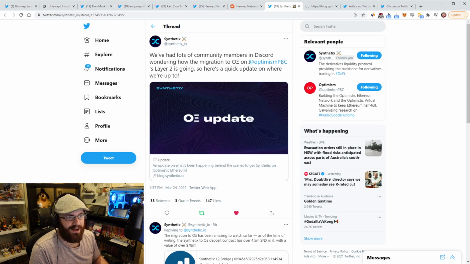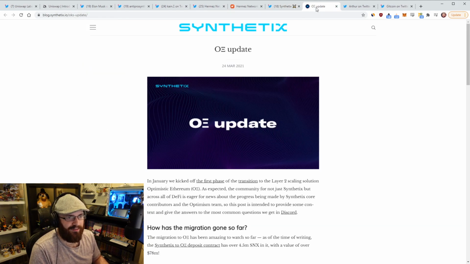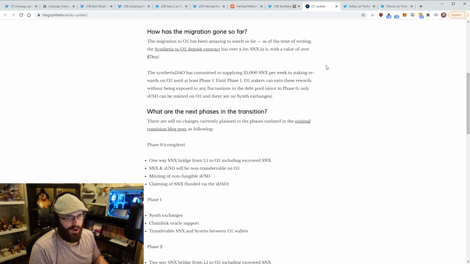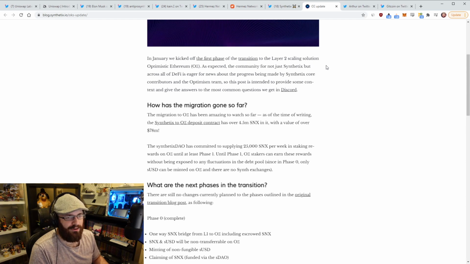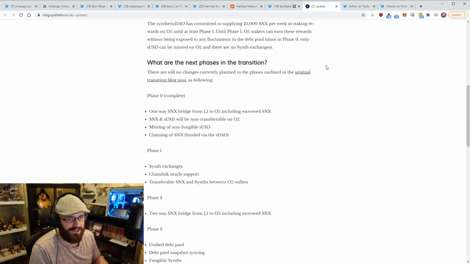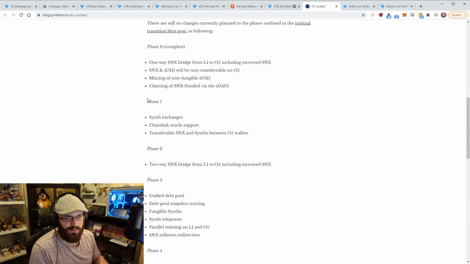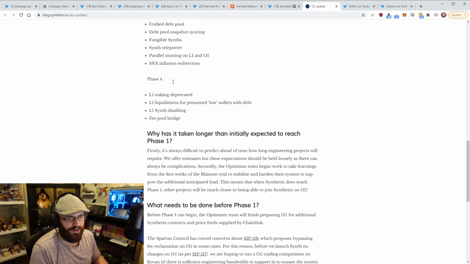So Synthetix put out an update on their optimistic Ethereum implementation that's been going on. For those who don't know, they're rolling out Synthetix onto Optimism over various phases. So phase 0 is complete and they've been live for a little while. Phase 1 is next, obviously, and that's got a bunch of different features coming in. Then they have phase 2, 3, and 4.